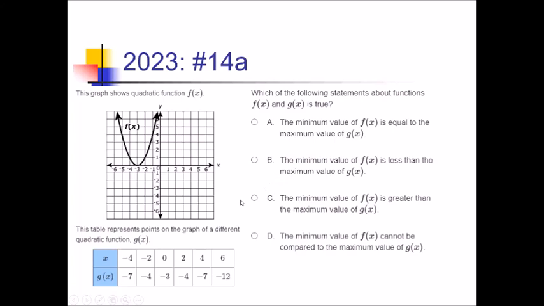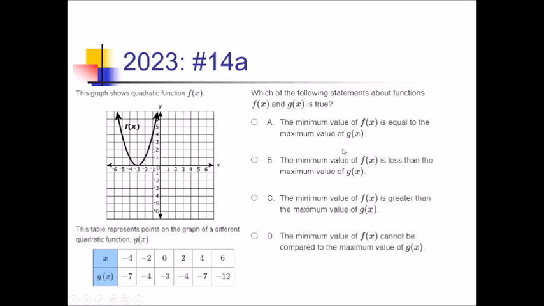On this problem, which is a two-parter, we're given 2 functions, an f function and a g function. The f function, they gave us the graph, and the g function, they gave us a table of values. So for this first part, they have some statements about f and g, and we have to figure out which one is true. Now, if you look at all these different answer choices, they're all talking about comparing the minimum value of f and the maximum value of g.